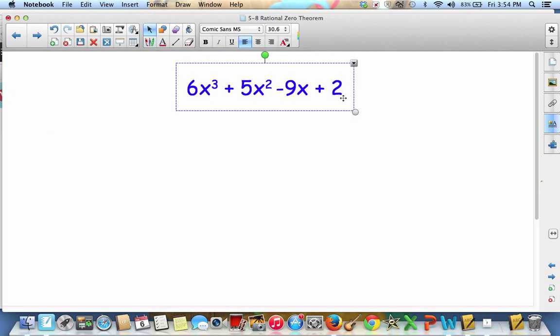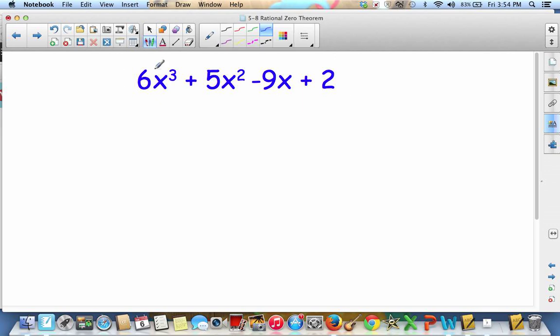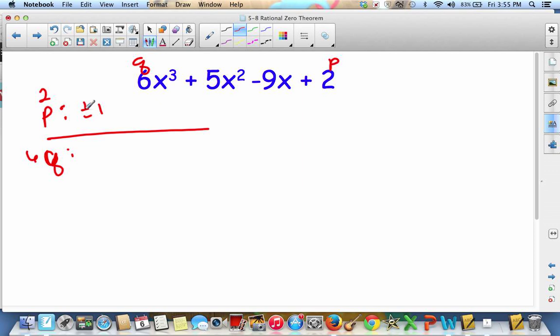So this is the example we're going to use: 6x cubed plus 5x squared minus 9x plus 2. So let's go ahead and list out all of our factors. So remember, P is going to be 2, and Q is going to be our 6. So factors of 2 are going to be 1 and 2, plus or minus. And then factors of 6: we have 1, 2, 3, and 6.